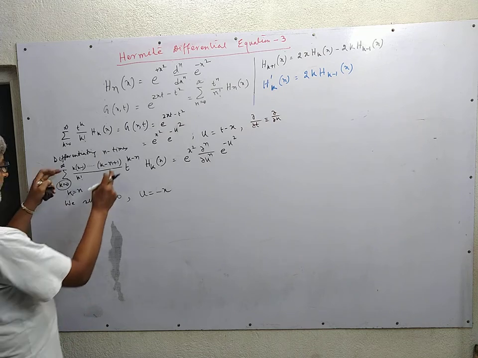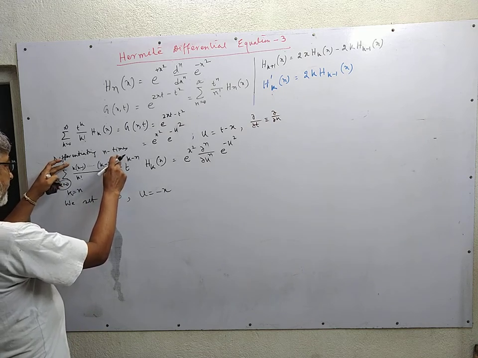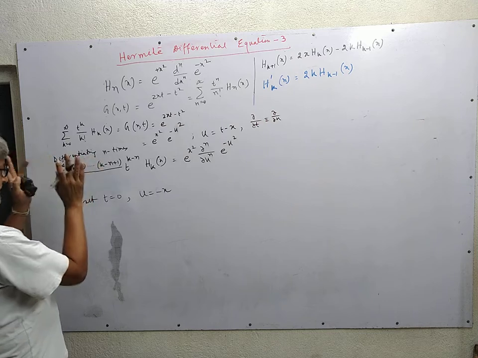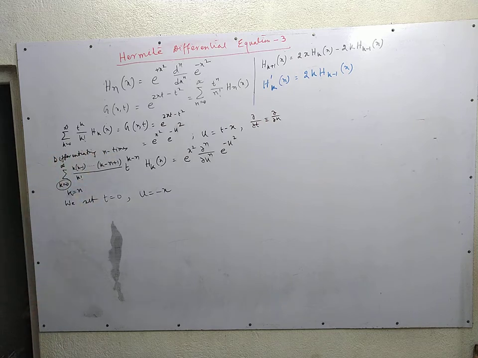And in which case this is also k factorial, that is, the numerator and denominator both are equal to n factorial. Now let me explain the simplification once more. When we differentiate this successively n times, the result is this one.